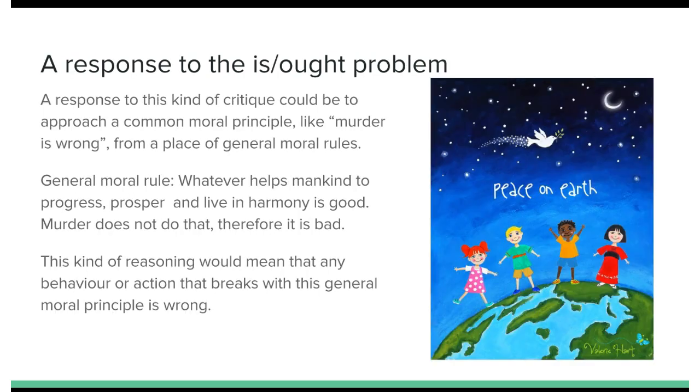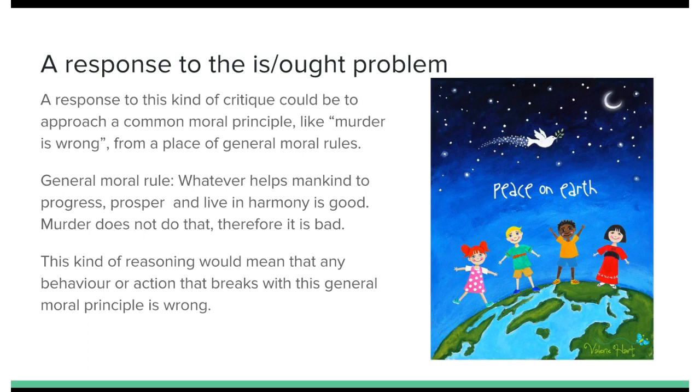David Hume talks about this if you want to do a little further research on the is-ought gap. A way that you can respond to the is-ought gap or the is-ought problem is to appeal to general moral principles. There are lots of general moral principles, and you may remember we looked at these. The whole concept of them is that a general moral principle or rule can be applied to any situation or to a number of different situations. So one general moral rule that you may think is quite a good one is that whatever helps mankind to progress, prosper, and live in harmony, that's a good thing.